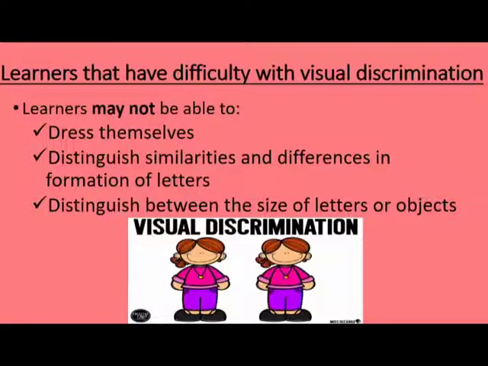How do I know that my learner has difficulty with visual discrimination? They cannot dress themselves because they don't know what is inside and what is outside. They have difficulties with similarities and differences, like the B, the D that I showed you now, the P. And they cannot distinguish between the sizes of letters or objects.